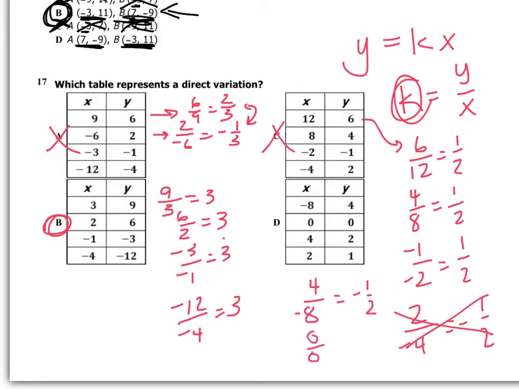0 over 0 is definitely 0, which would be okay with a direct variation, actually, because 0 over 0 is not really 0, it's undefined. But that would be okay with a direct variation because that actually is the point that all direct variations go through. But since this was negative, and the next one is 2 over 4, and that's positive, the answer can't be D either. So B is the only correct answer. Next page.